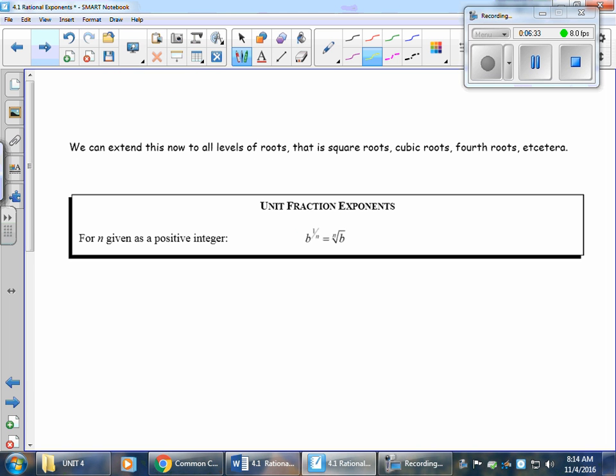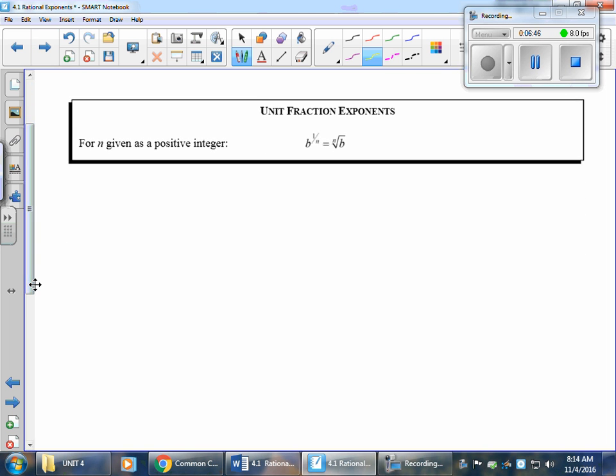Moving on. We can extend this now to all levels of roots. That is square roots, cube roots, fourth roots, etc. So what this is basically saying, and this should be written down on one of your index cards, is a definition, unit fraction exponents. Sometimes it's a little confusing when we see things in variable form, but throw some numbers in there if you need to.